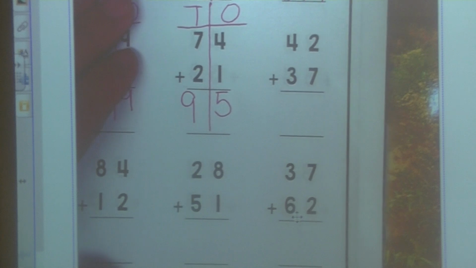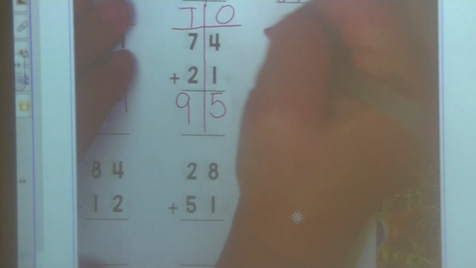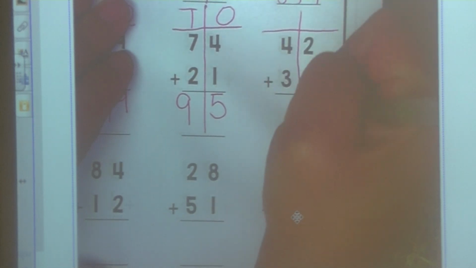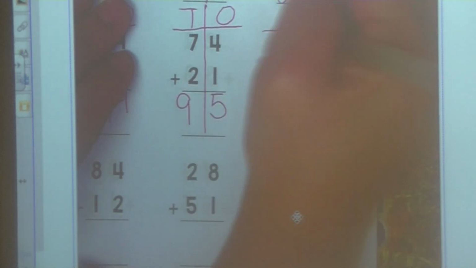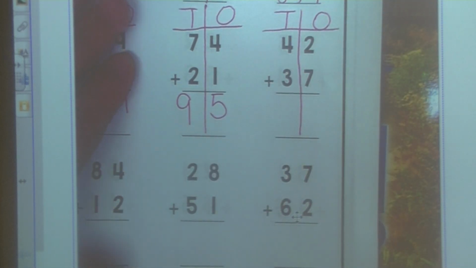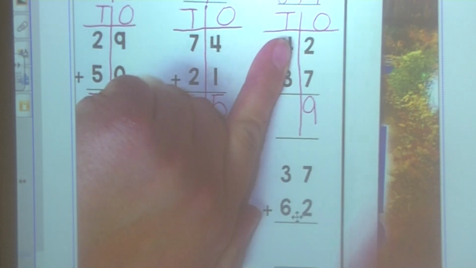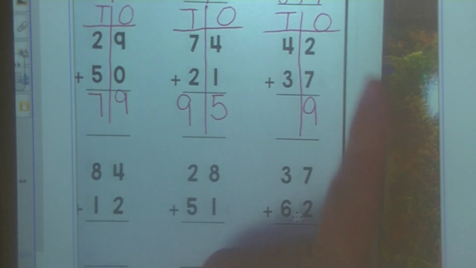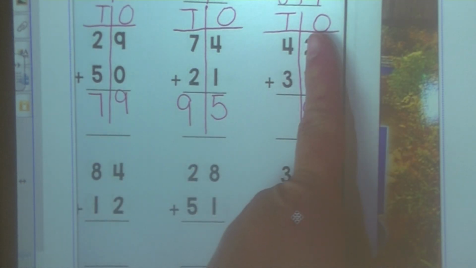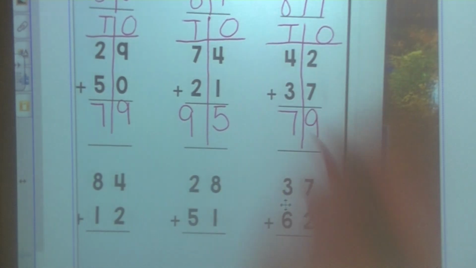And the last one on this row, 42 plus 37. All right, draw your chart. All right, who hides? Tens. 2 plus 7 equals 9. Now it's the tens' turn. 4 plus 3 equals 7. 79.